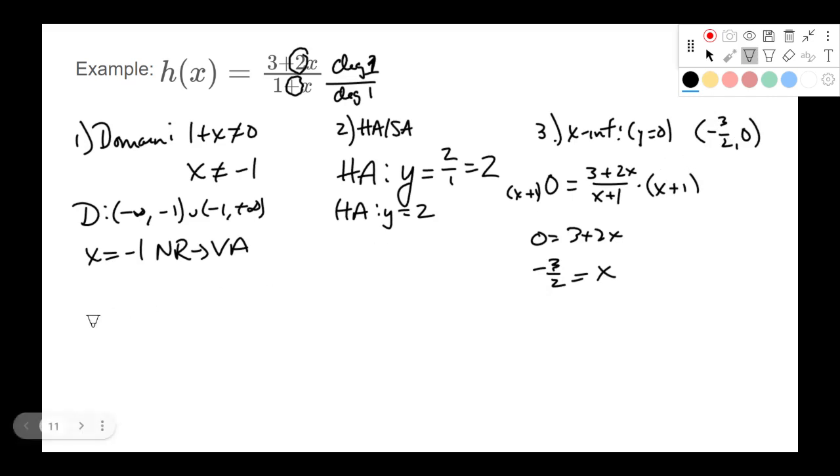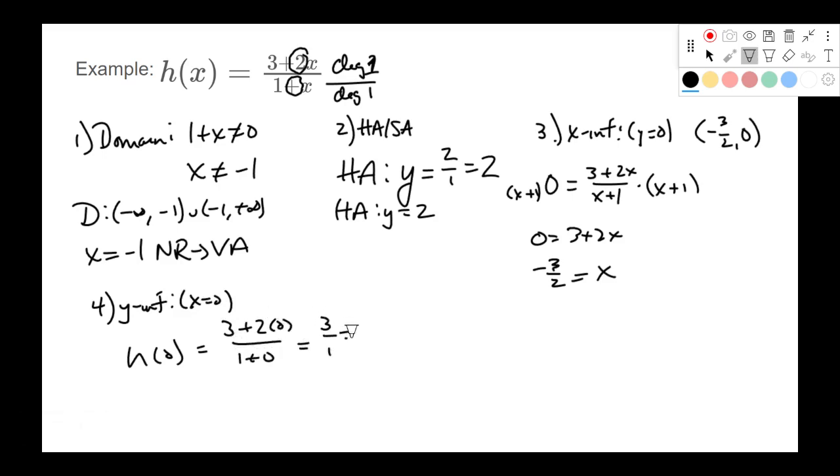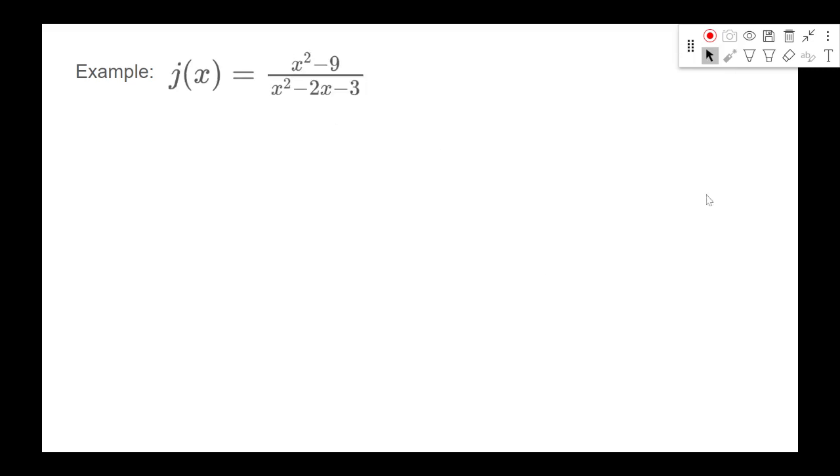There's my x-intercept. And then finally, I can find my y-intercept by setting x to 0. I can do that by finding h of 0, which is going to be 3 plus 2 times 0 over 1 plus 0, which is 3 over 1, which is 3. So there's a y-intercept at the point 0, comma 3. Those are the first 4 steps that you're going to take in finding your graph for your rational function. All right, let's try a second one.